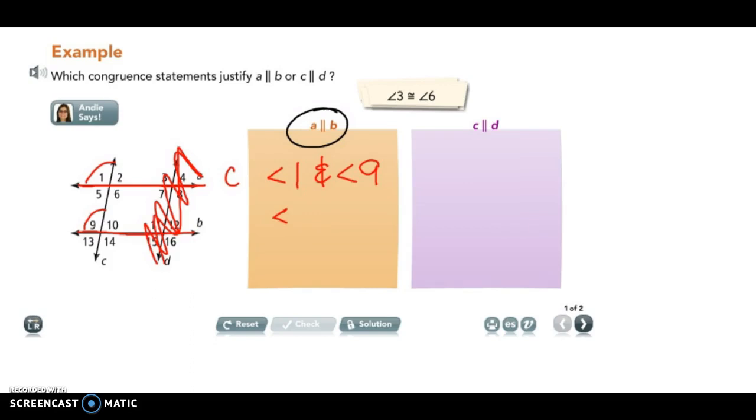Angle 6 is an alternate interior angle also to angle 9. So alternate interior angles are those two. We have an alternate interior angle of 5 and 10.